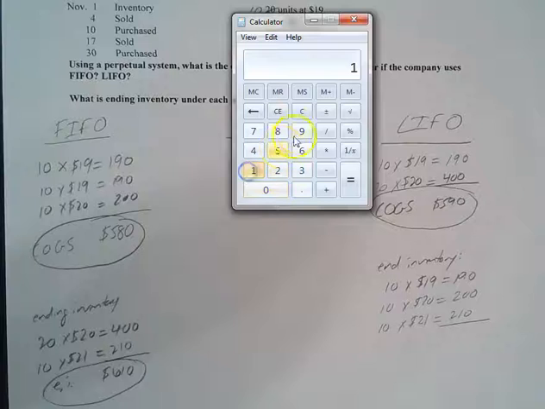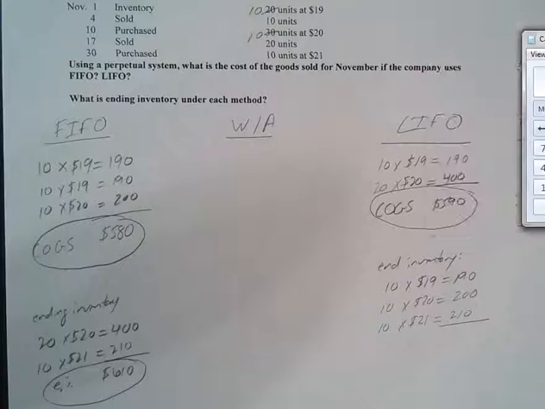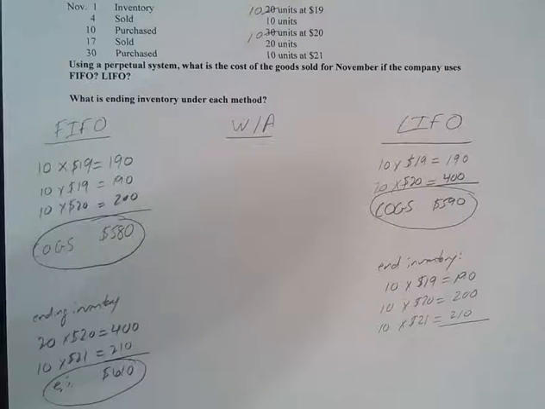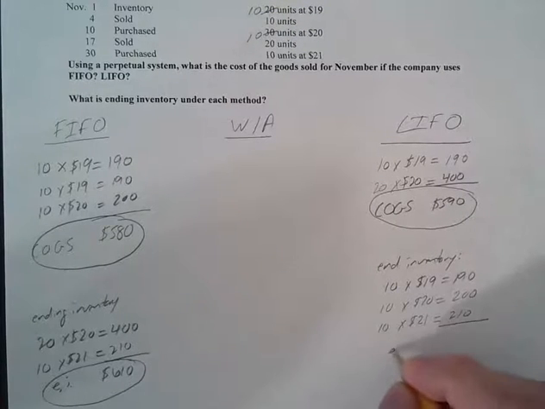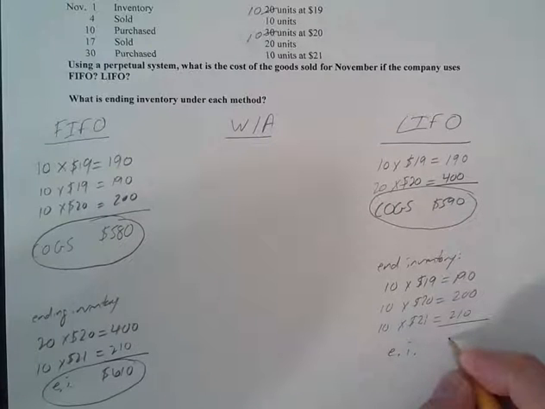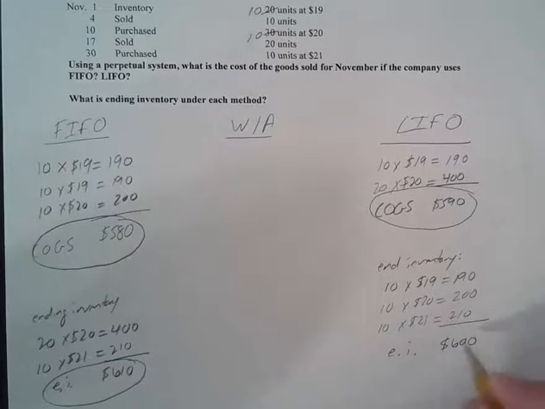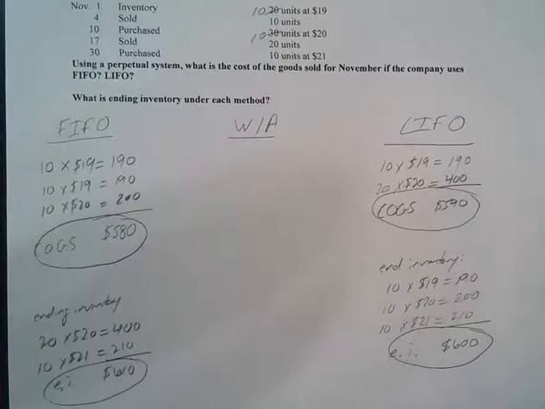So if we take, I know what the answer is, 190 plus 200 plus 210 gives us an ending inventory of $600. Ending inventory, $600. Okay?